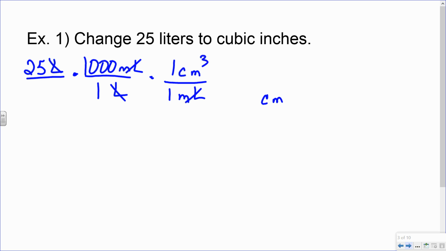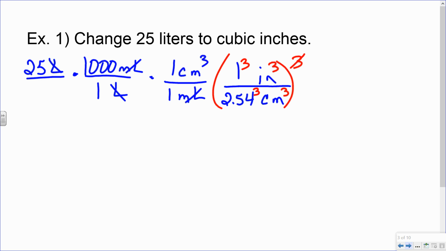Now I need to change the centimeters to inches. So I need to get rid of the centimeters and have inches instead. Kinsley, what's this multiplier? So the 2.54 in the denominator with centimeters, and that's an inch, except this was cubic centimeters, so I need 3 of these multipliers. If I have this cubed, that means the 1 is cubed, the inches is cubed, the 2.54 is cubed, and the centimeters is cubed. So the centimeters cancel out.